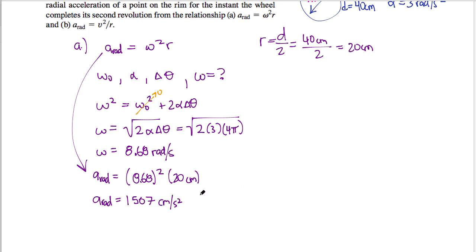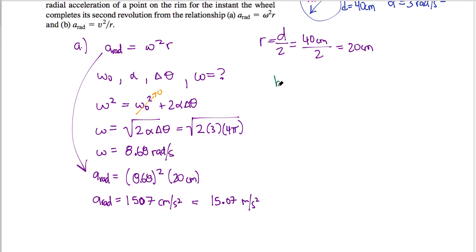Now, if you wanted to convert it to meters, that's pretty easy. You still just divide by 100. So I could say this is also 15.07 meters per second squared. Either one would be acceptable.